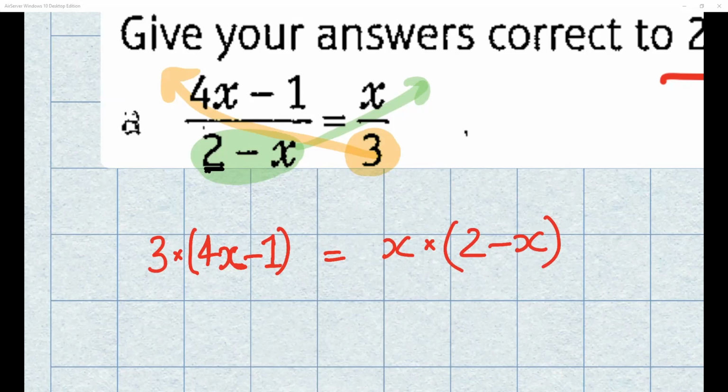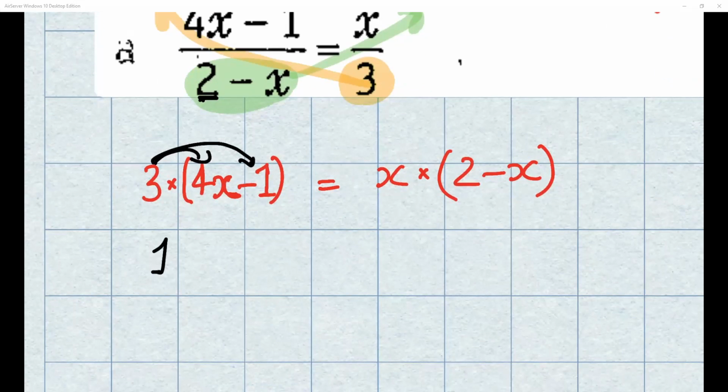So we need to multiply all of 4x minus 1 by 3. So we're not just multiplying 3 by 4x because it's next to it and it looks like it's multiplied by that, but we've got to multiply all of the left-hand side by 3 and all of the right-hand side by 2 minus x. It makes sure that we multiply it properly. So can you add these brackets for me now properly, what we're just saying? Can you do that for me now, please? 12x minus 3 equals 2x minus x squared.